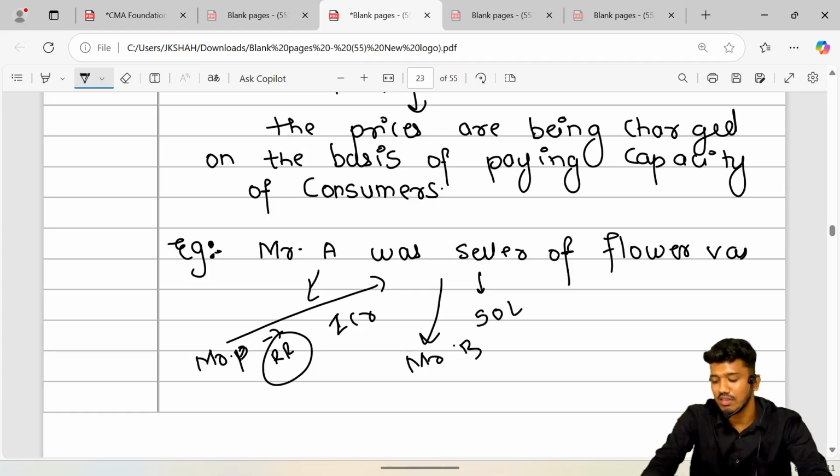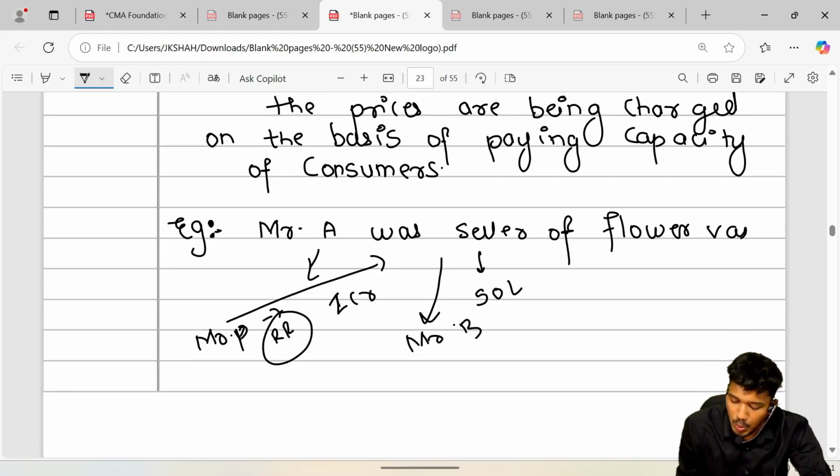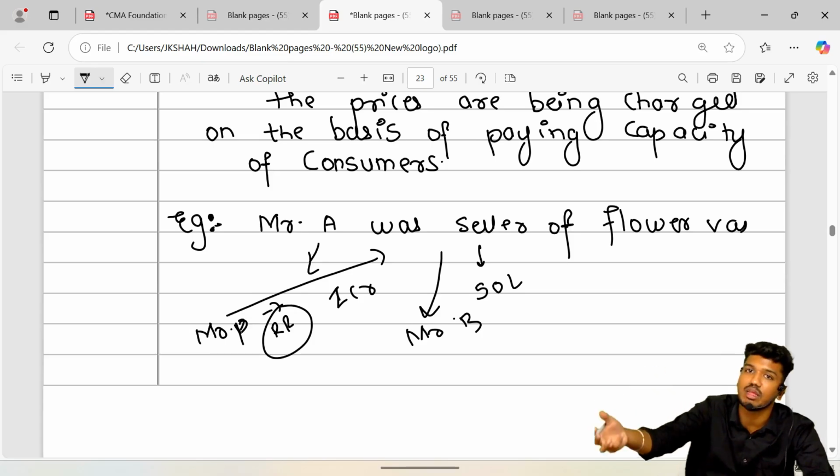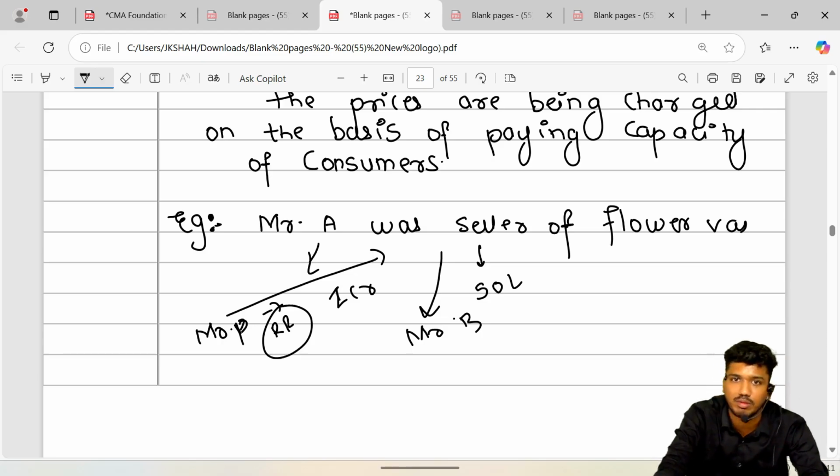Now basically the conclusion is, whenever a seller, that is a monopolist, charges you on the basis of your paying capacity, it is called price discrimination of first degree. It is also called perfect price discrimination. When you are being charged a different price on the basis of financial ability or paying capacity, it is called perfect price discrimination or first degree price discrimination.